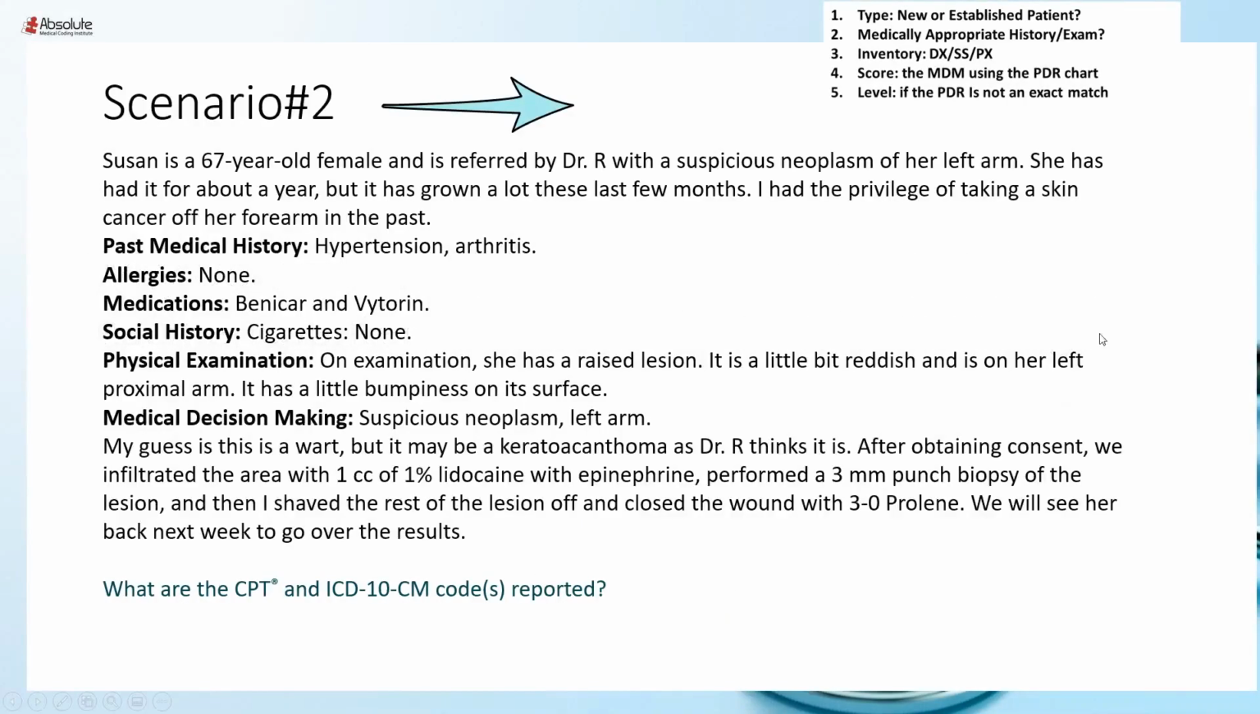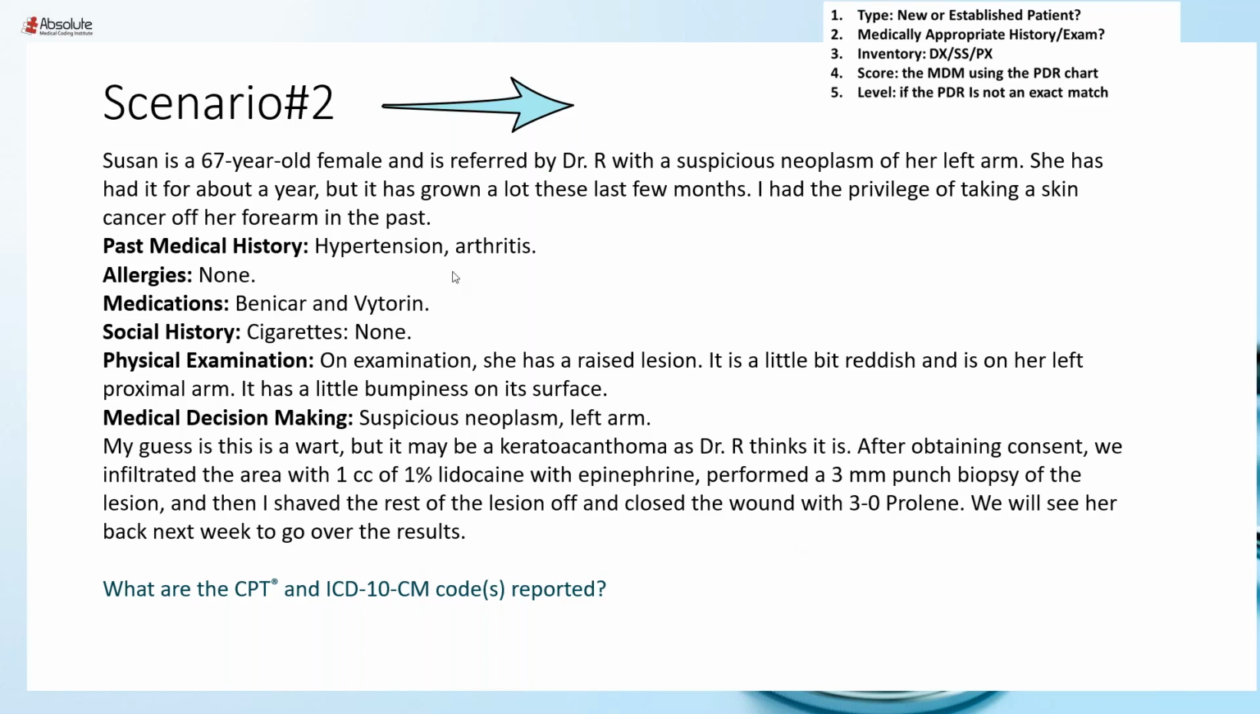I'm going to get going. Here's our scenario number 2. Remember Susan, the 69-year-old female referred by Dr. R with a suspicious neoplasm of her left arm? She has had it for about a year, but it has grown a lot these last few months. The doctor had a privilege of taking the skin cancer off her forearm in the past. Didn't say when in the past, right? He did it in the past. Could have been 5, 10 years ago.